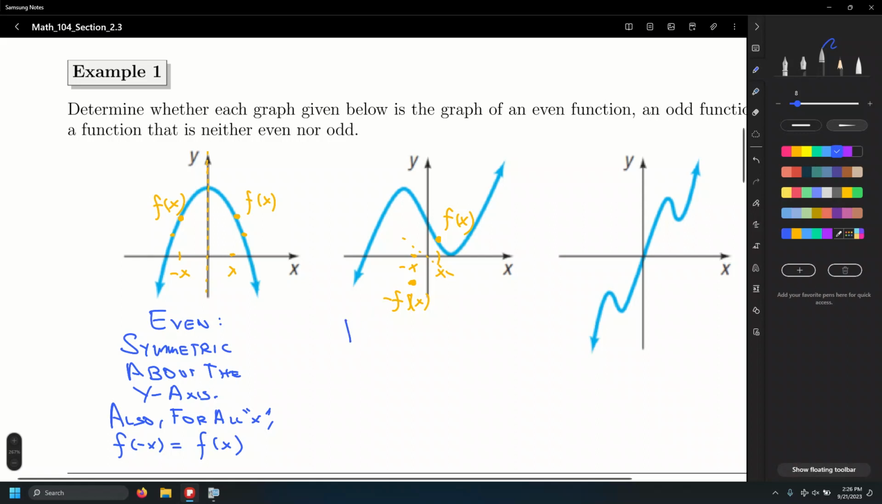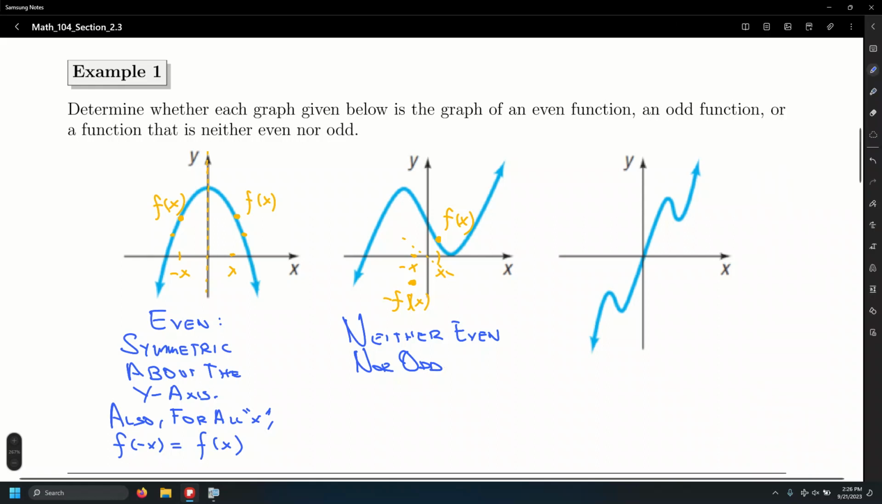So in this case, neither even nor odd. Right? What about the third graph? Do you see any symmetry at all? Yes. A point, not about the x-axis. What is that again? About the origin. Okay, let's see about it.